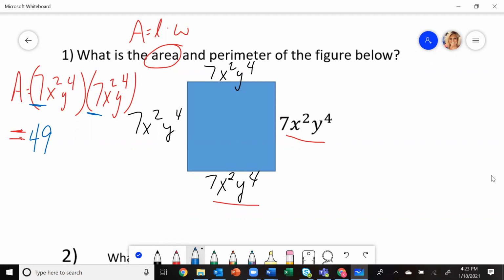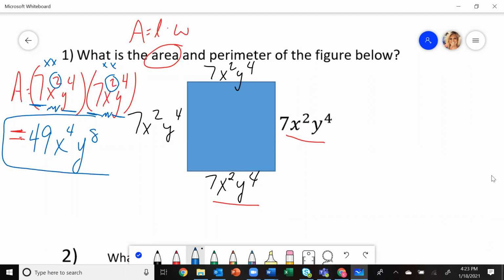Then what you should have done was, how many x's do we have? I have x squared and x squared. When you are multiplying, add the exponents. So it's x to the 4th. That's because x squared means there's 2 of them. And when I add them all up, there's 4 of them. Now, y to the 4th and y to the 4th, 4 plus 4 is 8. It is y to the 8th. This is the area of the square.